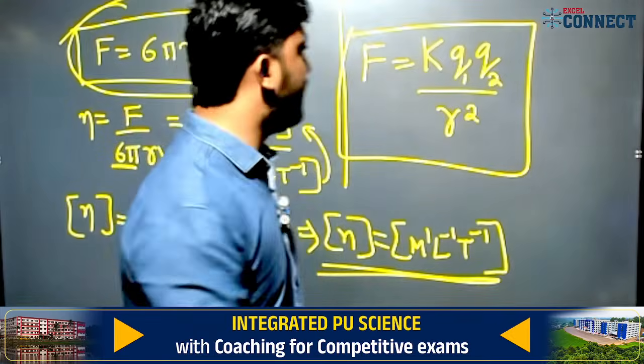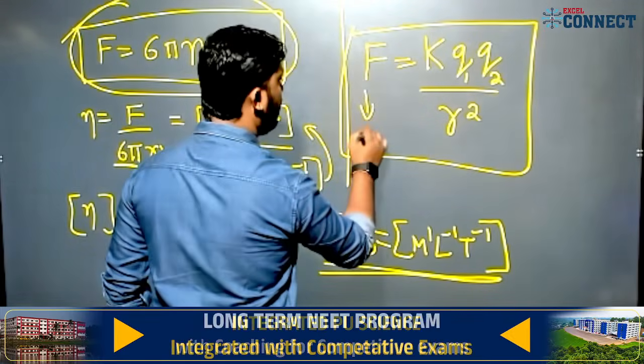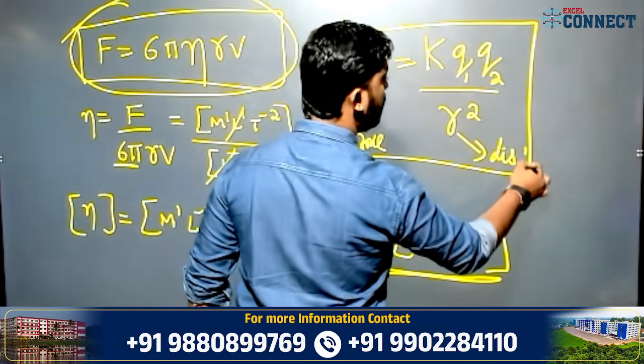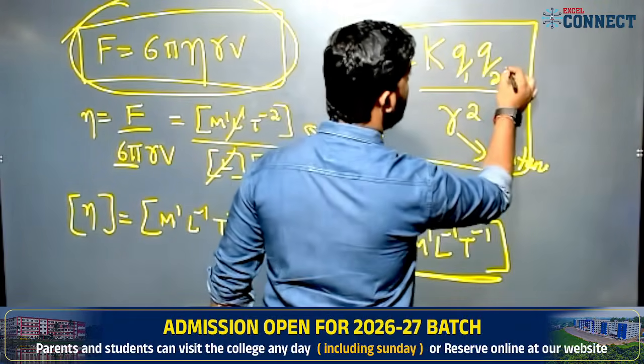What is Q? Q is charge, F is force, R is the distance. These two are charges.